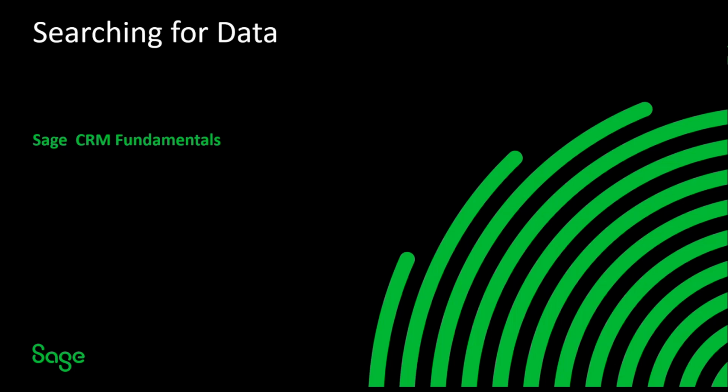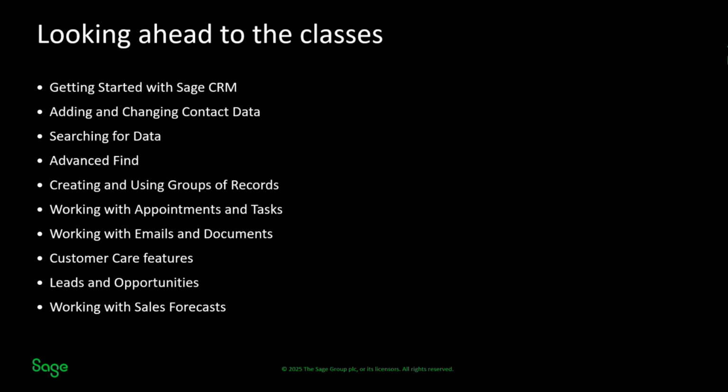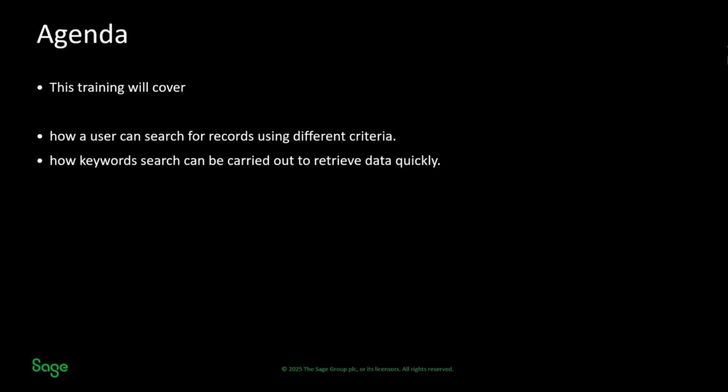And today we're going to be looking at searching for data within Sage CRM. This is just the third lesson within the cycle that is making up our Sage CRM fundamentals training. And we're going to be looking today specifically at how a user can search for records using different criteria, and how keywords can be used to allow us to find data across not just a single entity, but multiple entities at the same time.